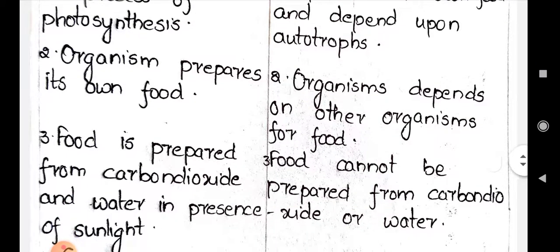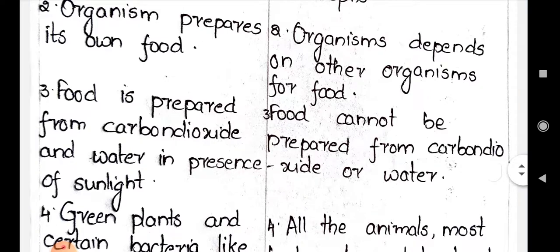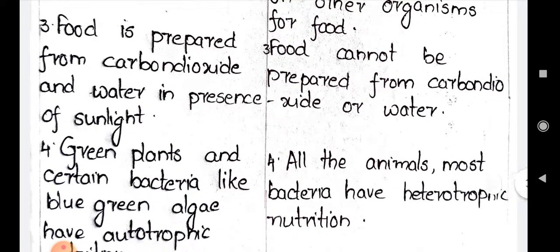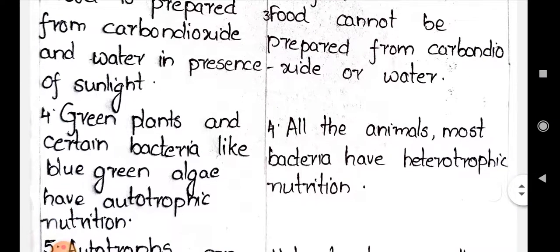Next, the third point: food is prepared from carbon dioxide and water in the presence of sunlight, which is what happens in photosynthesis. Food cannot be prepared from carbon dioxide and water by heterotrophs, because they do not have chlorophyll. Going to the fourth point: green plants and certain bacteria like blue-green algae have autotrophic nutrition. Already I have explained this just before. Green plants and blue-green algae have the green pigment, so they can prepare their own food material. That's why they are called autotrophs.